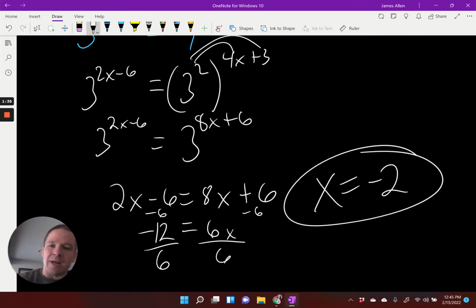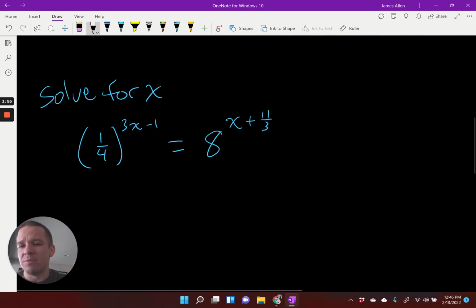Now, what's nice about exponentials is we don't really have this potential for extraneous solutions because exponents can be positive, they can be negative, they can be 0. There are no domain restrictions when it comes to exponential functions, so we don't have to worry about that extraneous solution in that regard of it not working in the original. We got to make sure we don't make any mistakes. You can always test it in there. I'm confident it's negative 2. All right, let's move on.